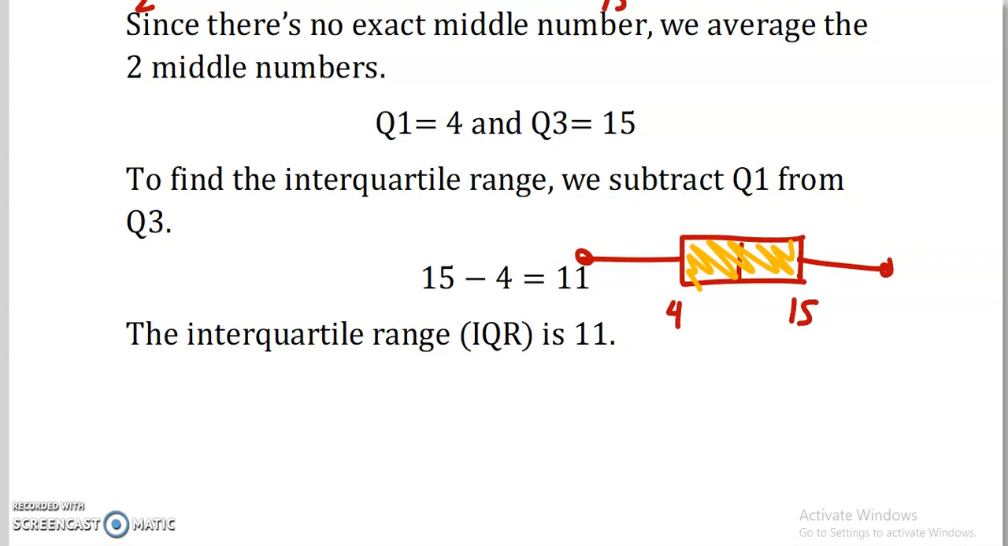So what this tells me is that 50% of my data is between the numbers 4 and 15. Or in other words, 50% of my students got a score somewhere in between 4 and 15.